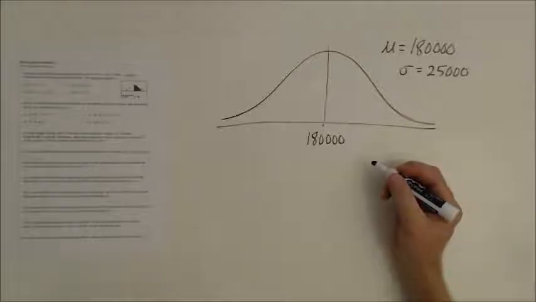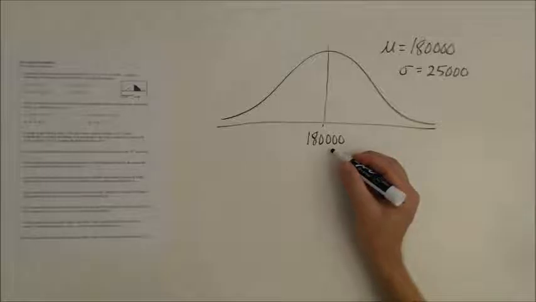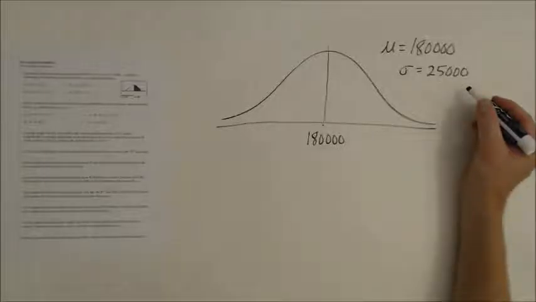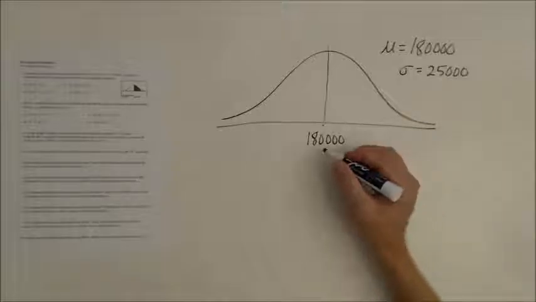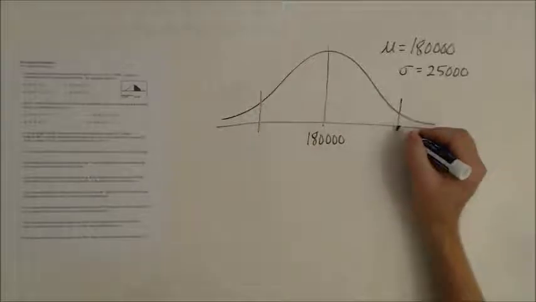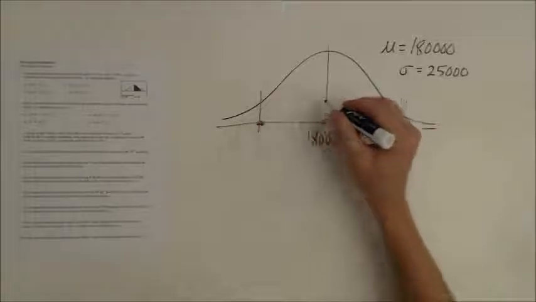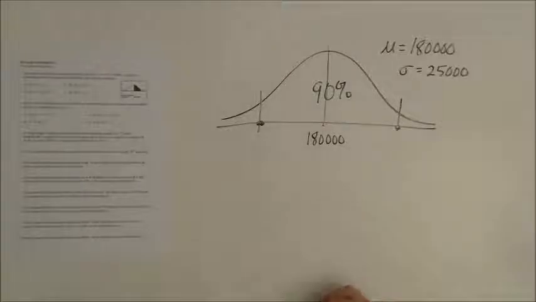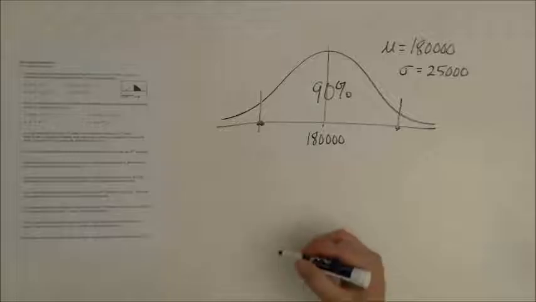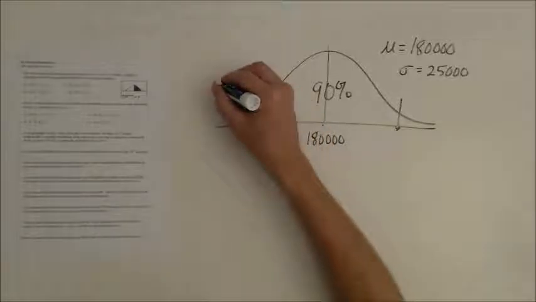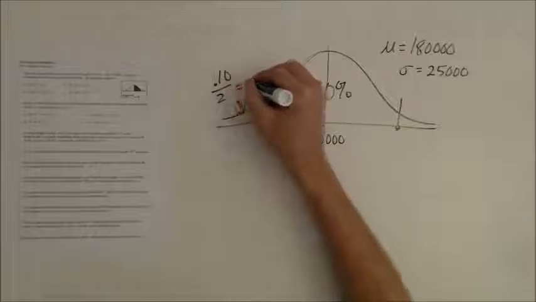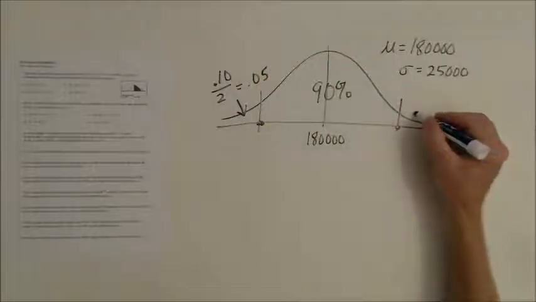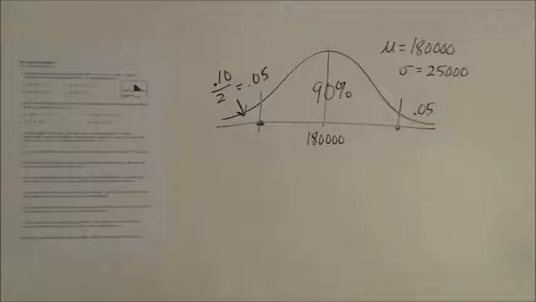For the distribution of house prices described in Problem 6, the average of $180,000, along with the standard deviation of $25,000, describes the distribution. We're asked to determine the interval of house prices that would determine the middle 90% of this distribution. We've seen before that if we have accounted for the middle 90% of the distribution, that leaves the other 10% of the distribution divided evenly among the two tails. Thus we have 5% in the left tail as well as 5% in the right tail of this distribution.